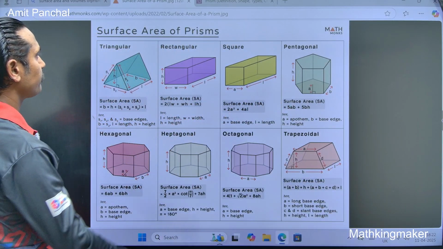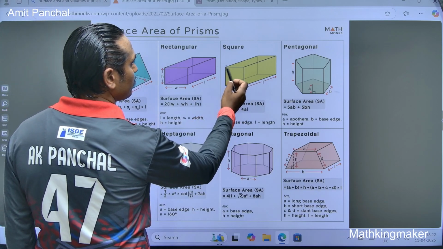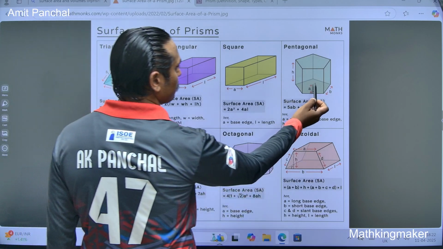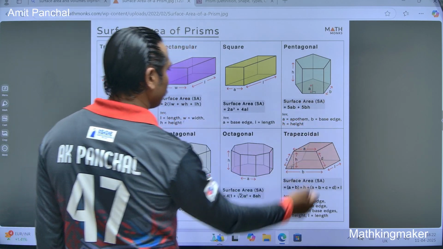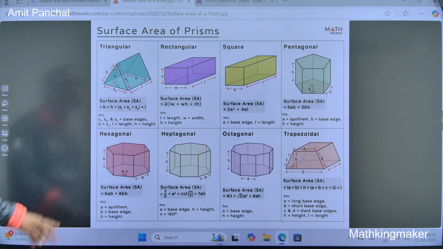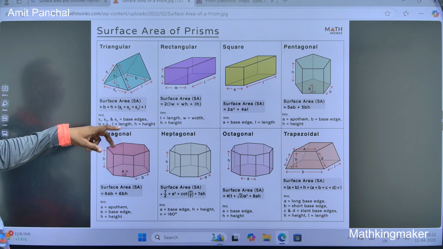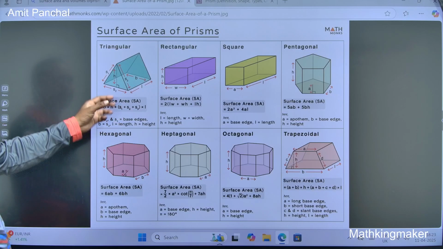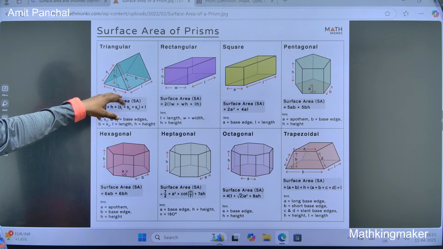Okay, sir. So its base is square. It is a pentagonal, so its base is here. You can see here the base is this much. So in a triangular prism, surface area will be base into height. Okay, the base area will be, it's a triangle.